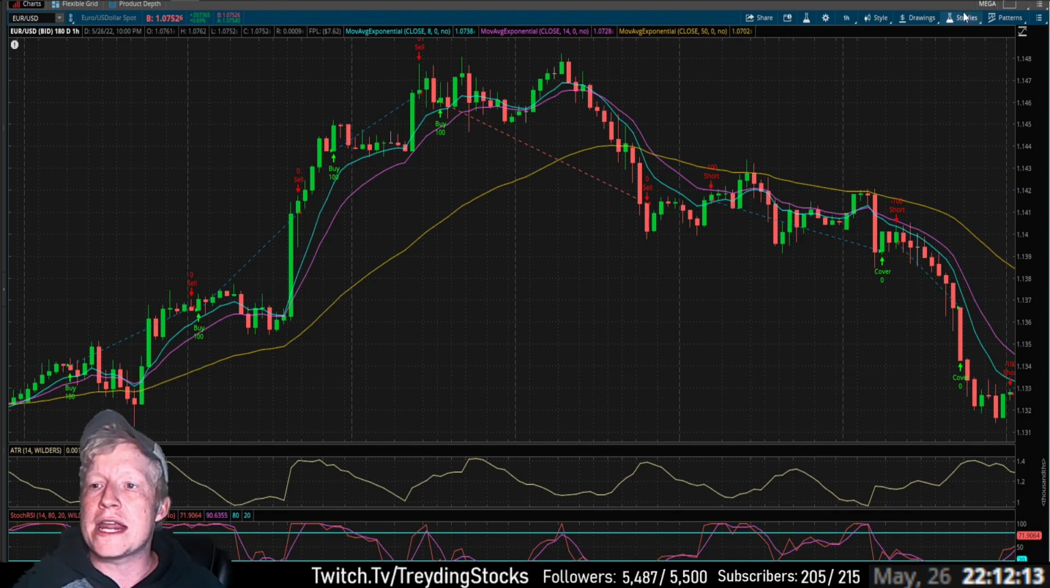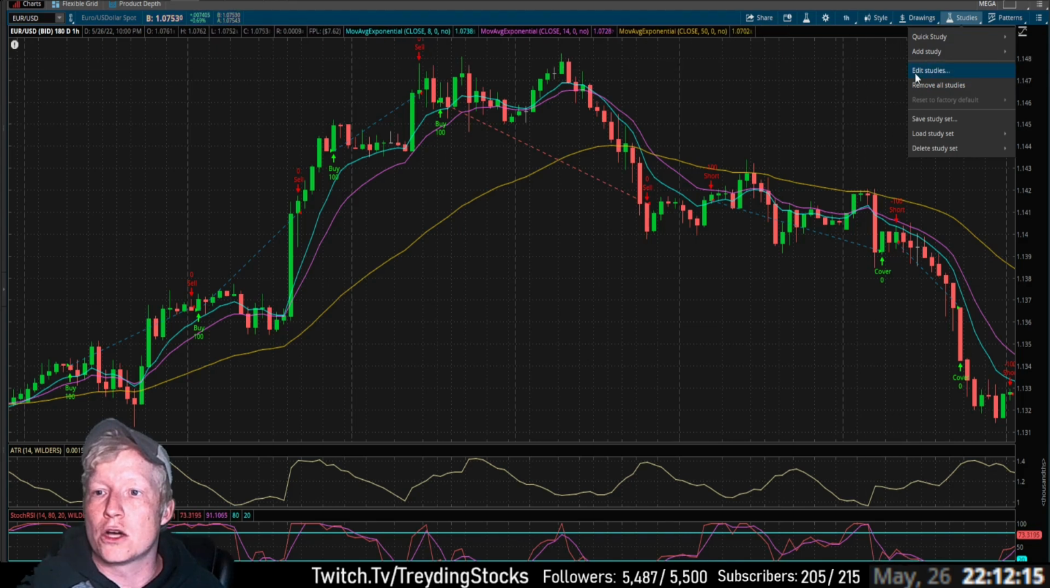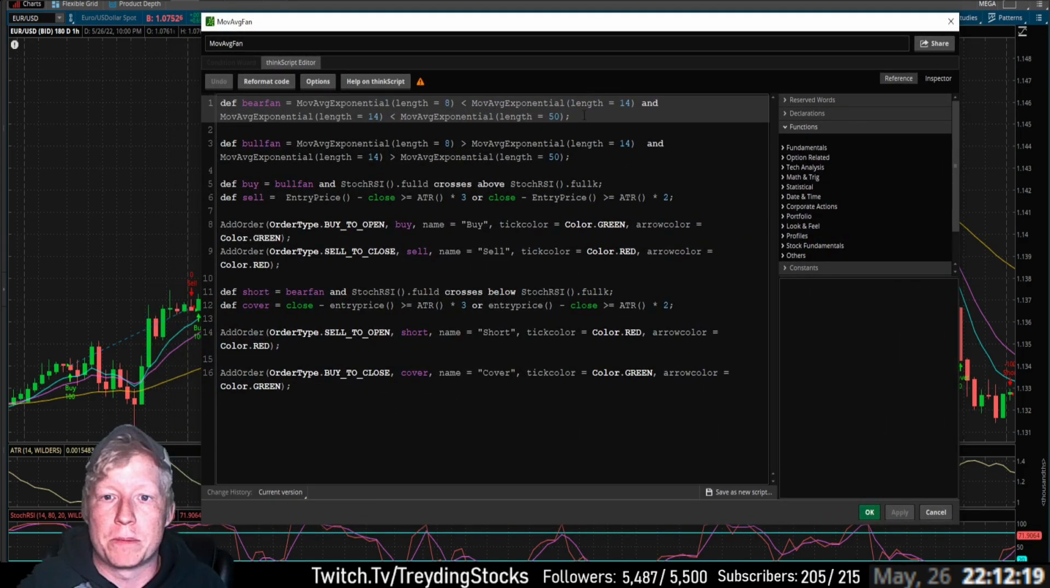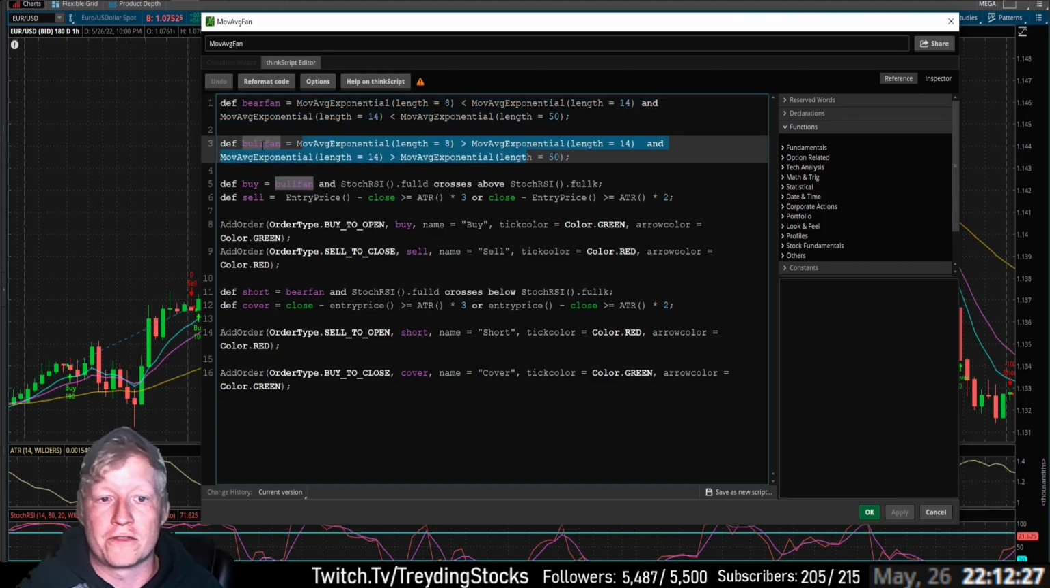So I already have it coded in. I can go ahead and pull up the code for you quickly here just to show. I'm not going to deep dive into this too much, but obviously I have bear fan. I've got all the EMAs, 8 below the 14, 14 below 50, and then vice versa for bull fan.